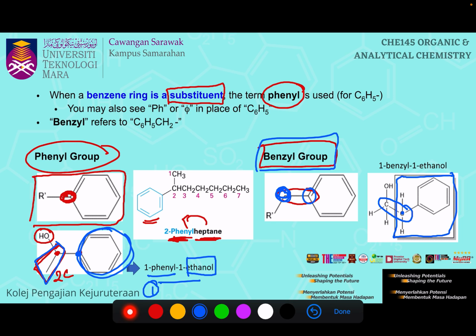Alright, so because of that, we don't call it a phenyl anymore. Now it's called a benzyl. So you have to be very careful with these two particular groups. When you do naming of benzene, you have to look at the structure properly, whether it is attached directly to the benzene ring, or is there another carbon attached to the benzene, then only attached to another carbon chain. So it will make a lot of difference in your naming, especially when it is a substituent group.